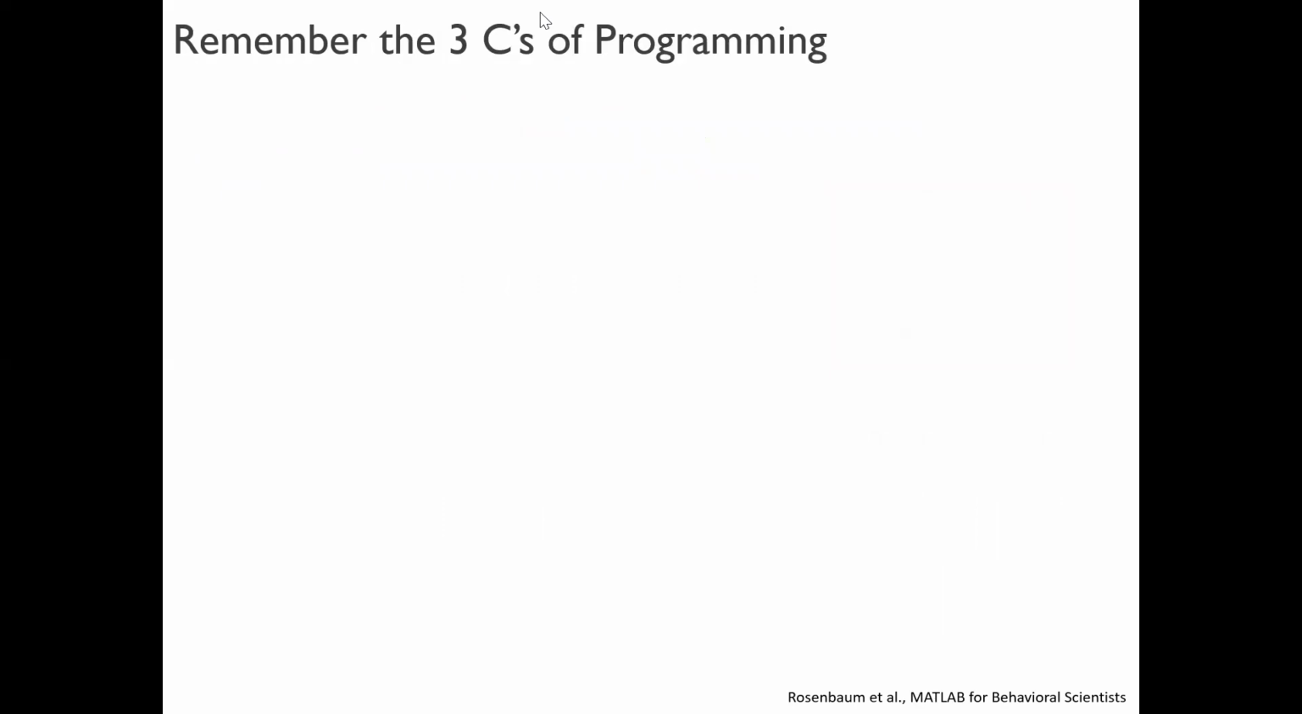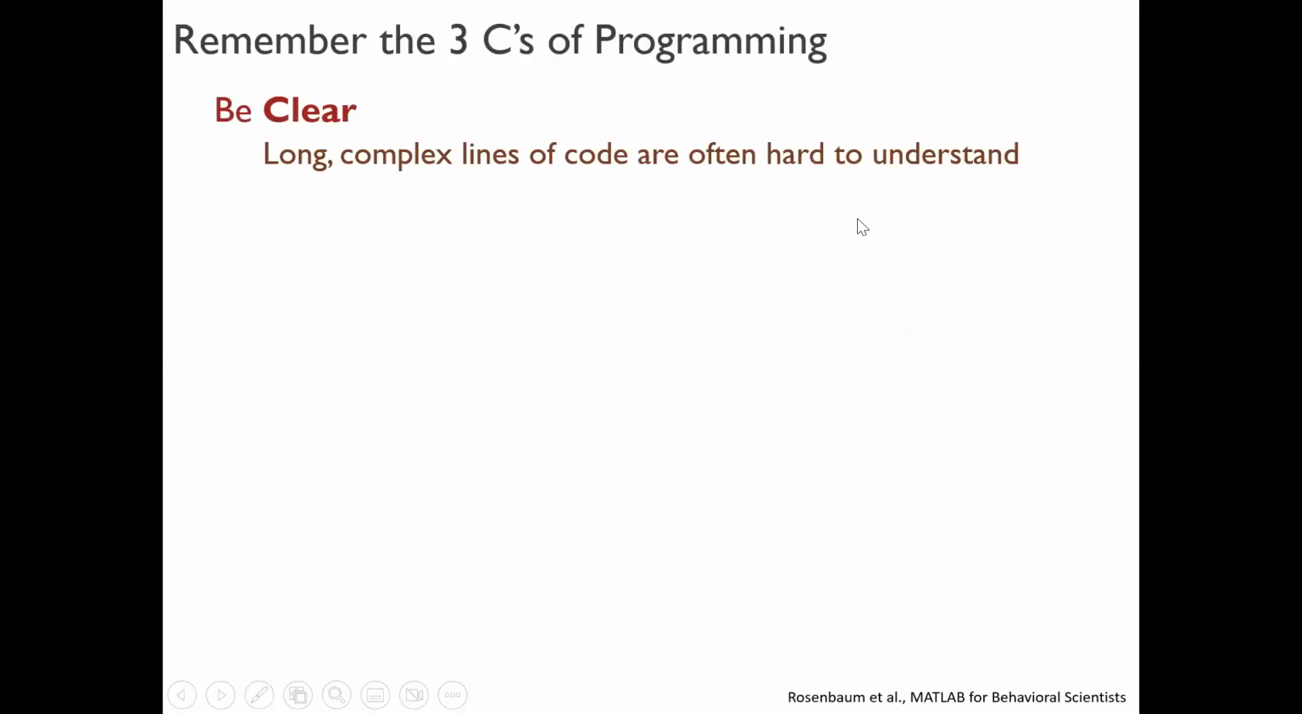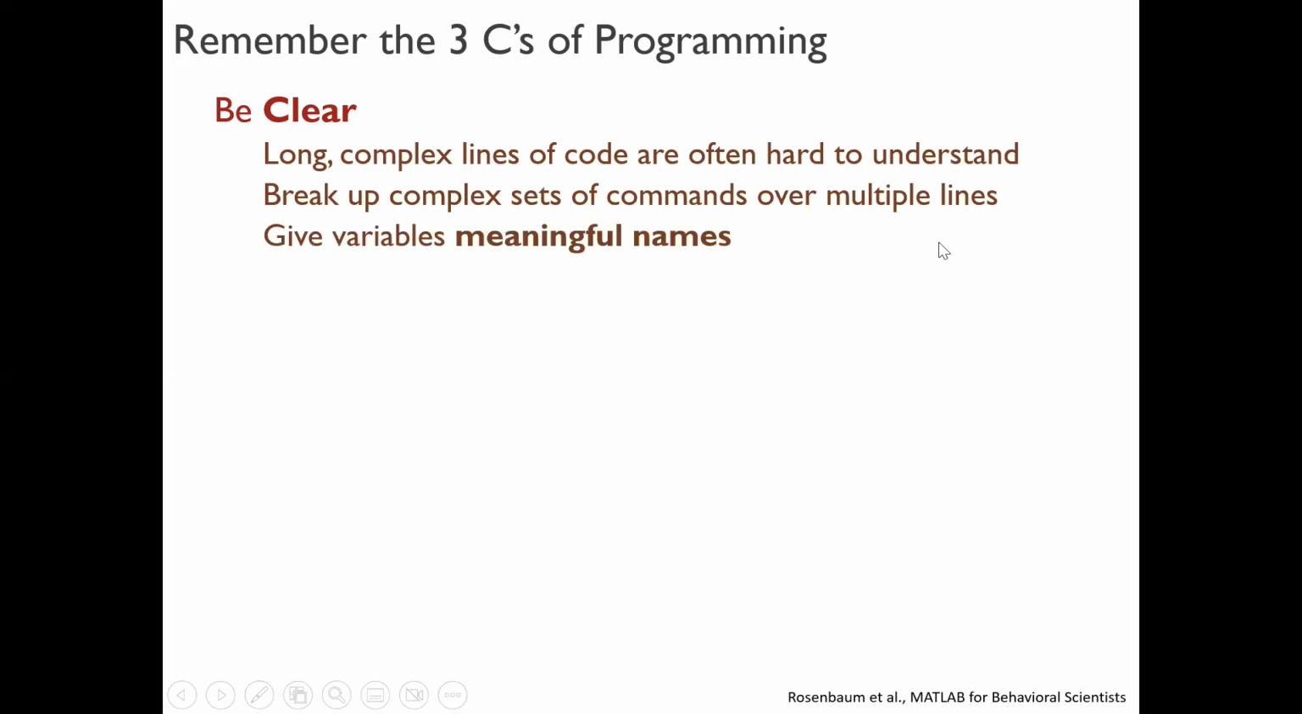Okay, the last three elements here are together referred to as the three C's in the text. First is to be clear. There are many different ways that you could write different operations when you're programming. But you really want to steer clear of really long, complex lines of code because they're difficult to understand. Instead, you want to break these up over multiple lines.